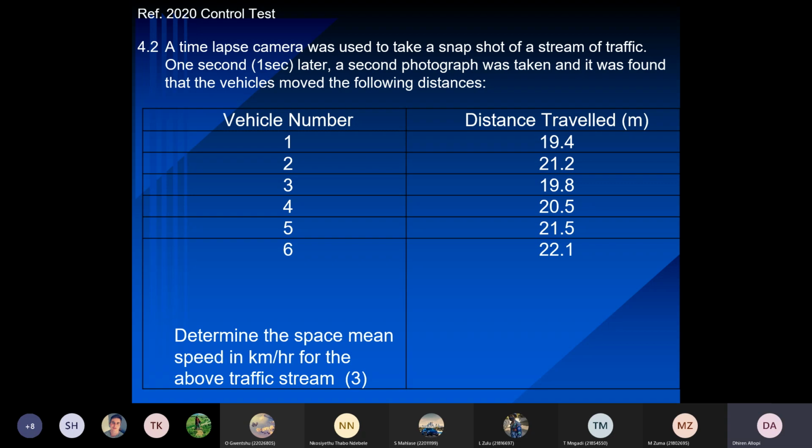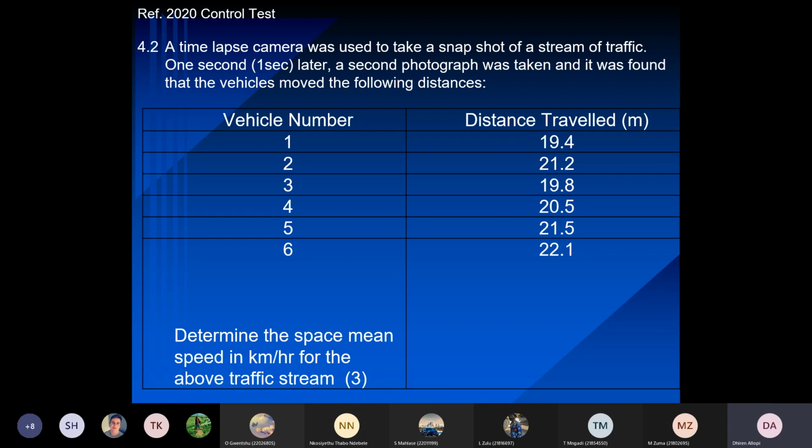So I gave you a simple question here, taken from a previous test, and you had a time-lapse camera. With the time-lapse camera, you took a snapshot of a stream of vehicles, namely 6 vehicles you observed. One second later you took a second snapshot of that stream of vehicles, and you observed that those 6 vehicles moved those distances in meters. So a time-lapse camera is one of the methods that you can use to determine space mean speed.